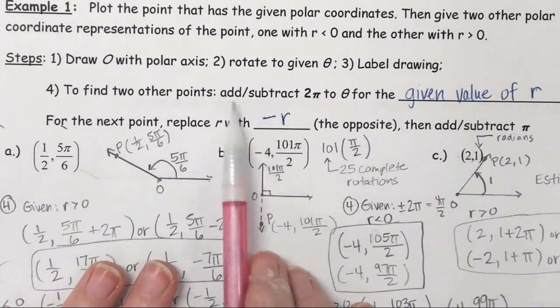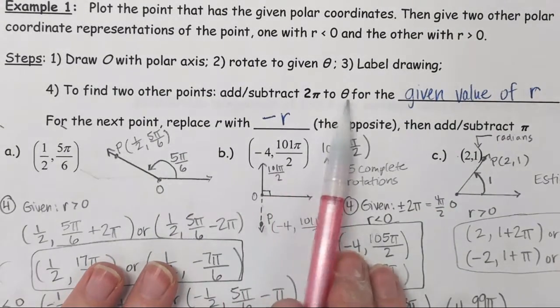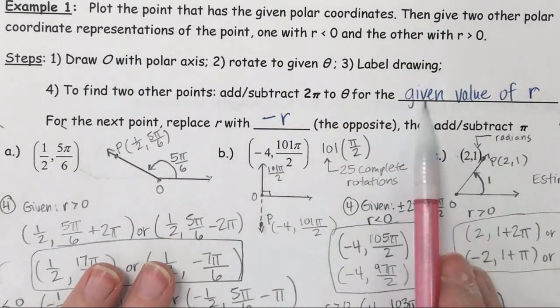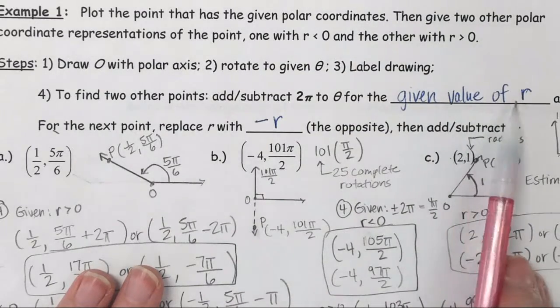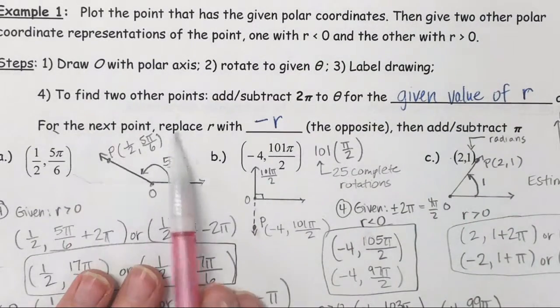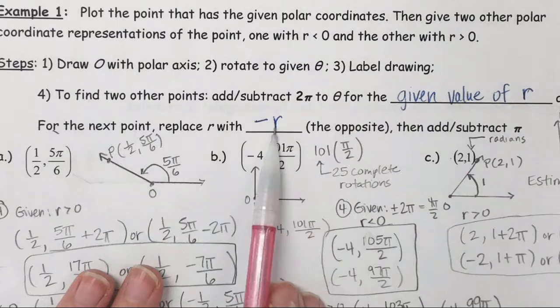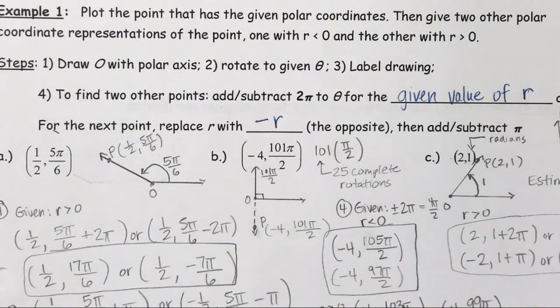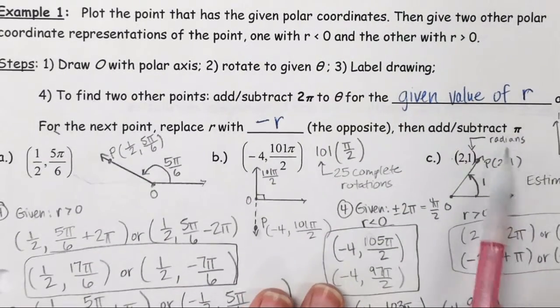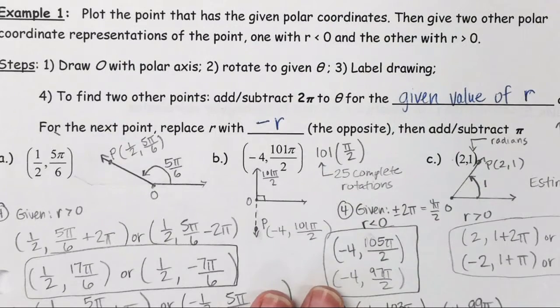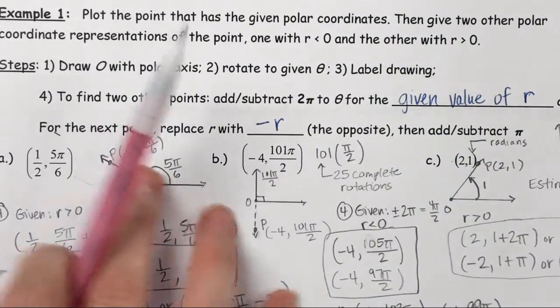So to find the other 2 points, you're going to add and subtract 2 pi to theta for the given value of R, no matter what that is. And then for the next point, replace R with the opposite. So if R was negative, the opposite would be positive, and that's when you're going to add and subtract the pi. Oh, okay. So it just depends on whatever your given value is. So 2 pi goes with the given. Say it again. 2 pi goes with the given.